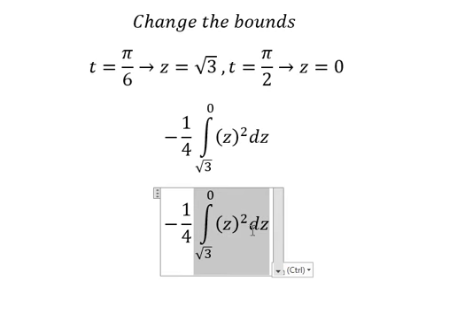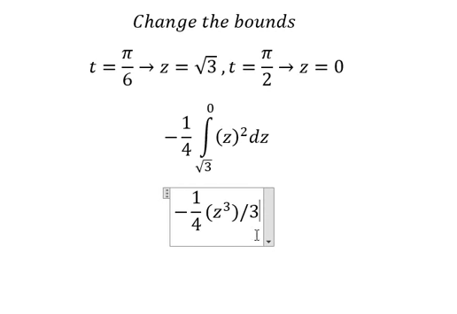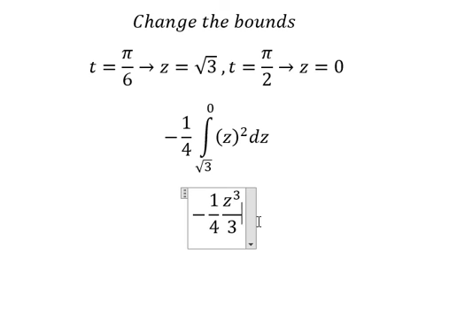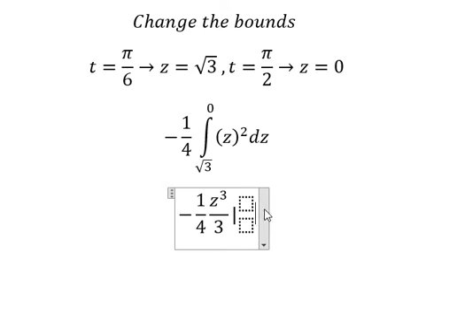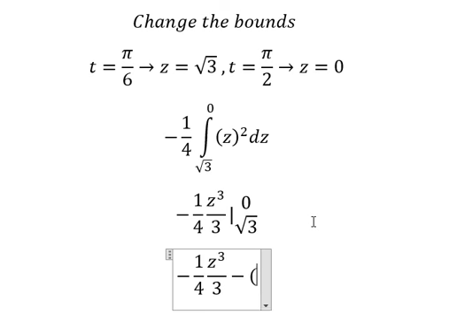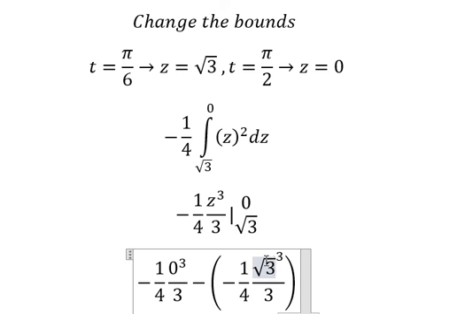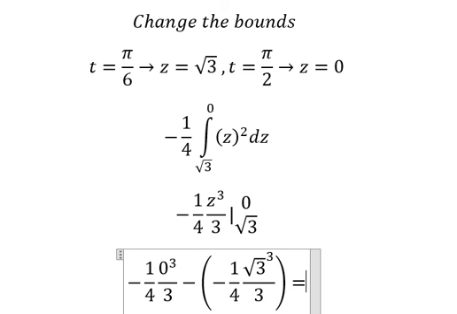The integration of z square, we have z to the power of 3 over 3. And we put the bounds from the square root of 3 to 0. And now we have the final answer. So we have the square root of 3 over 4.